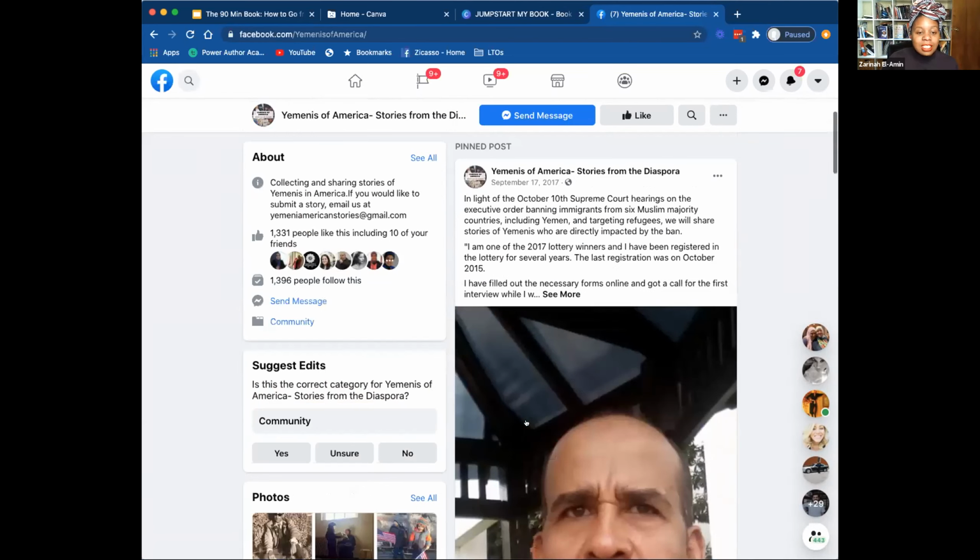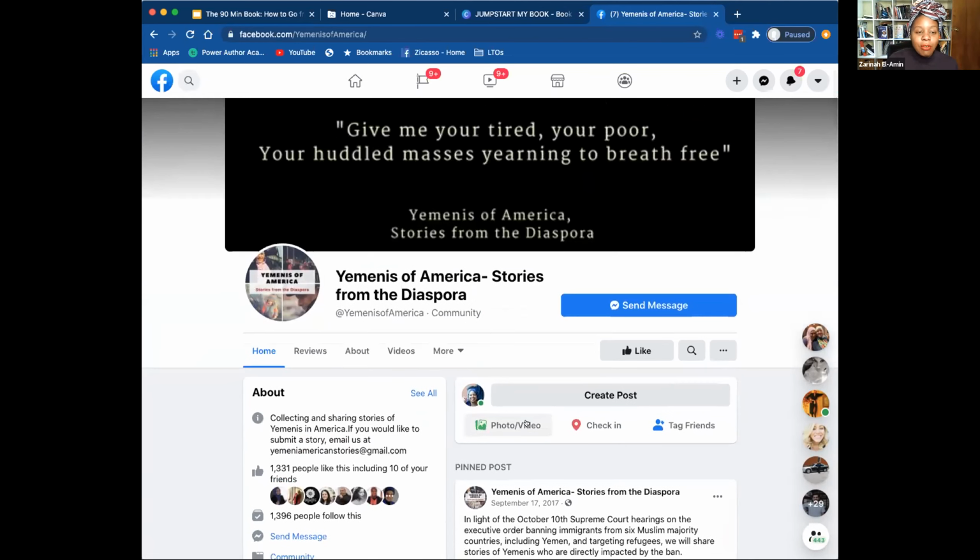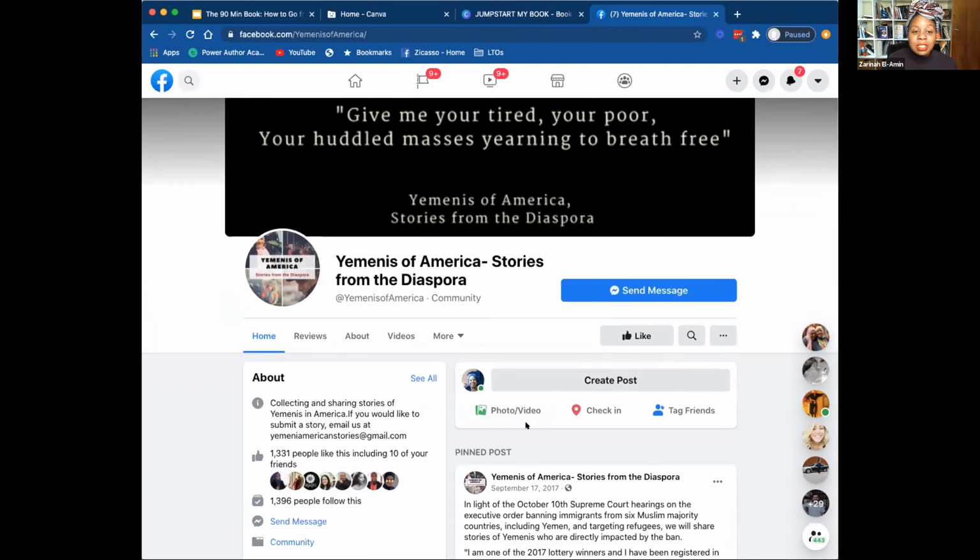However, this is the perfect example of what you do when you don't see a group that is specifically centered around what you want to do or your target audience. That means there's a gap there, so you can create a group. You create your own group, right? This is specifically around stories from the diaspora. So they were probably doing a book or something like that, right?